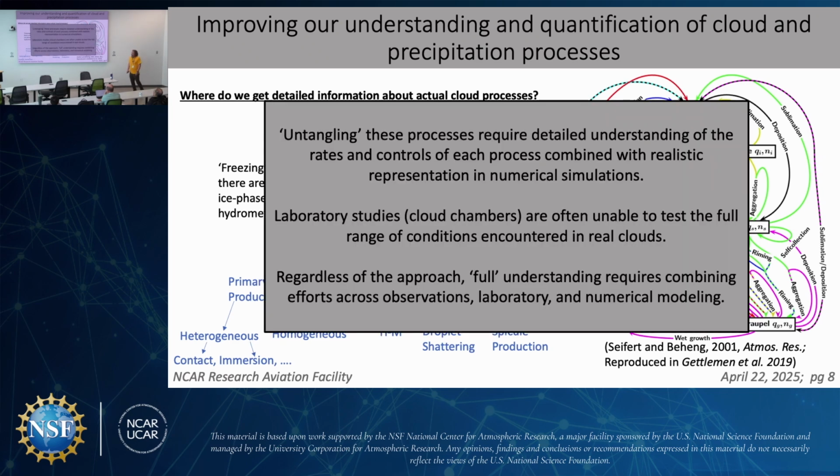So how do we untangle these processes in numerical simulations? Okay, it requires a detailed understanding of the rates of each of these processes and the environmental controls for each of these processes to determine which one or which ones may be dominating in a particular region in cloud at a particular time.